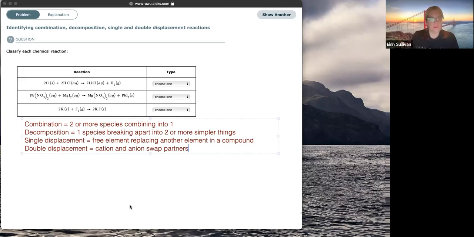So let's have a look at the examples we've got here. We've got lithium as a free element, then HCl, hydrochloric acid, and then we have lithium chloride. So you can see what's happened here. The free element lithium has popped off the hydrogen and taken the chloride for itself. So that would be a classic example of a single displacement or single replacement reaction.